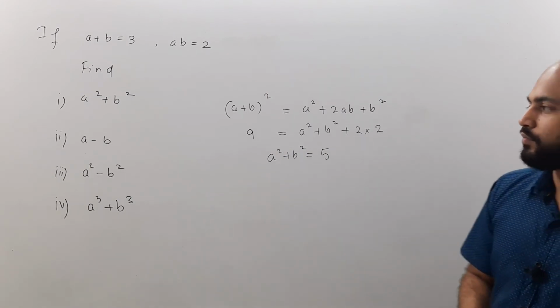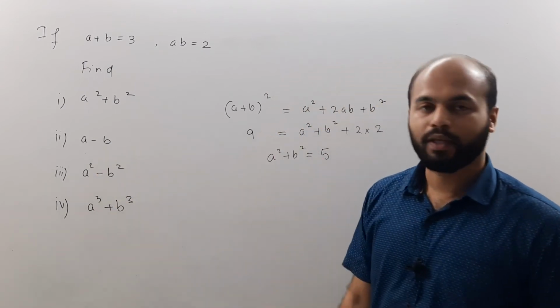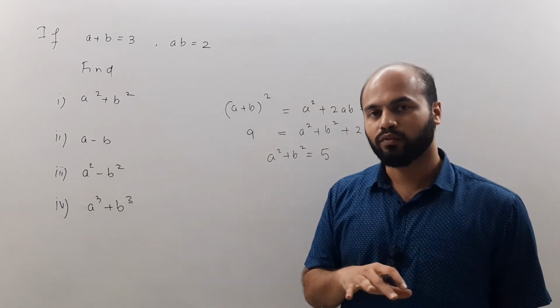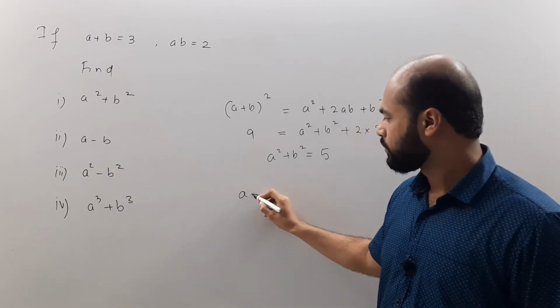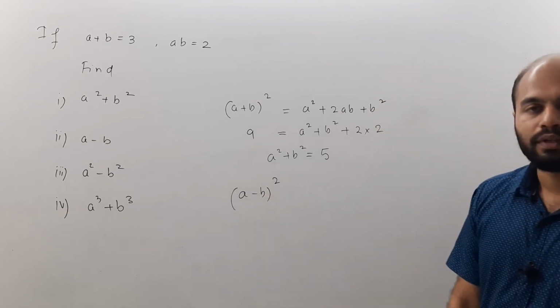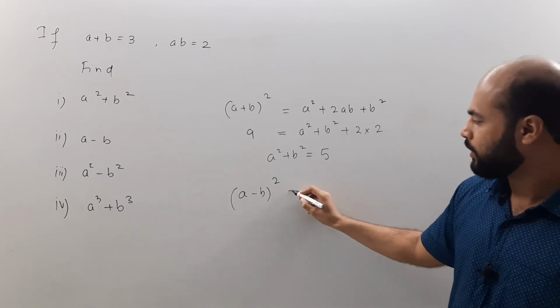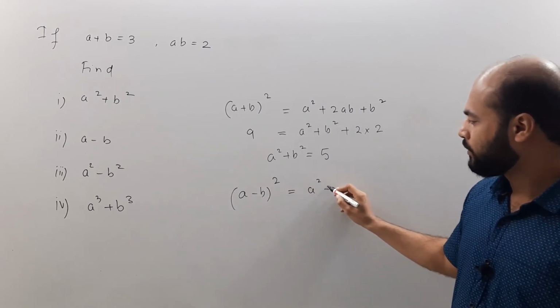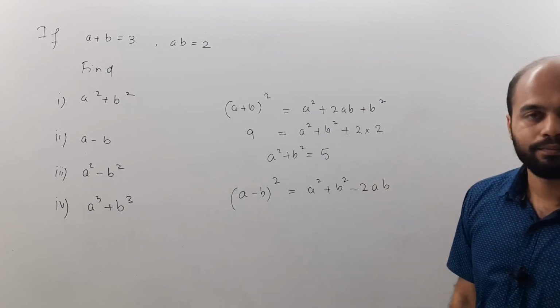Next, we want the value of a minus b. We know the value of a plus b. From that, we have to go to the value of a minus b. So what we are going to now do is, I'll use the same technique and I'll use a minus b the whole square. A minus b the whole square is nothing but a square plus b square minus 2ab.